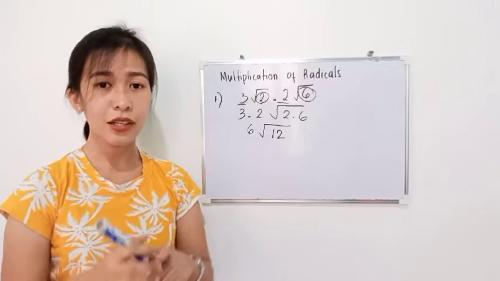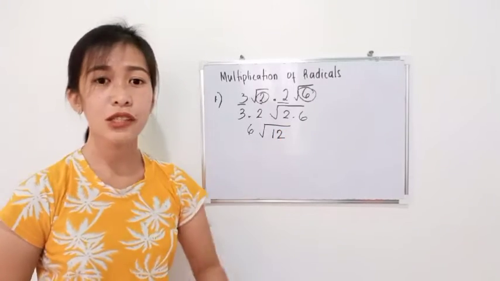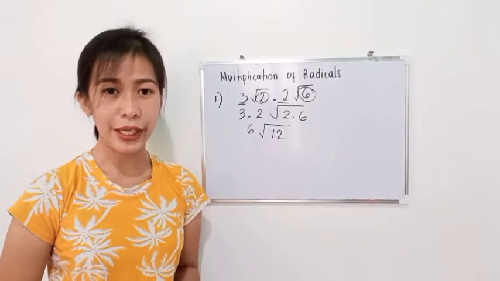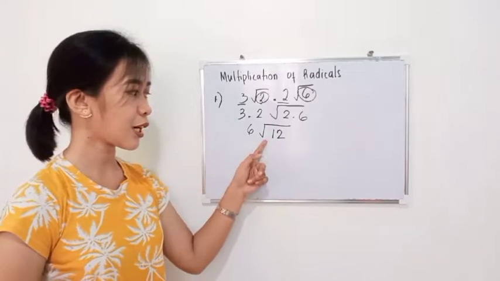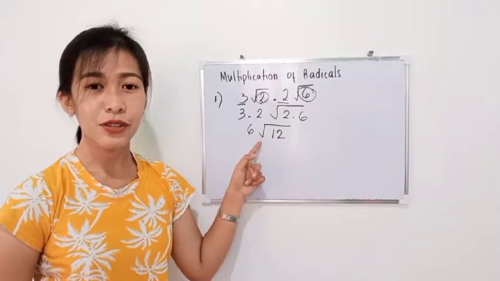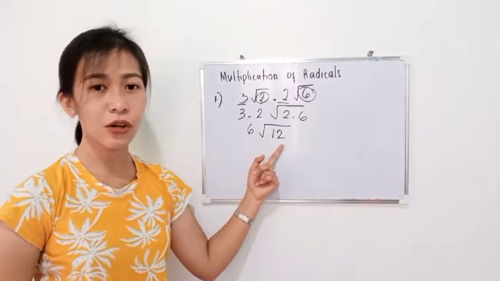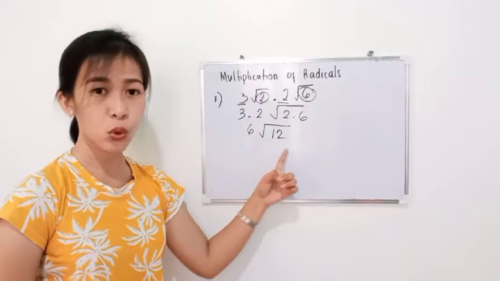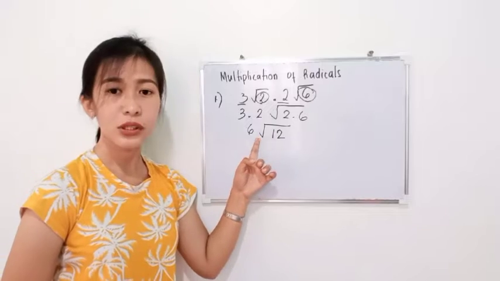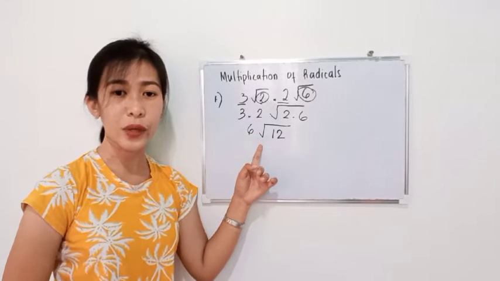Okay? And then, right after that, dapat titingnan nyo kung kaya ba natin siyang isimplify. Kapag kaya siyang isimplify, then simplify. How are you going to simplify radicals? By factorization. Ifa-factor natin yung nasa loob, but make sure na yung isang number ng factor ni 12 ay mayroong square root or perfect square.